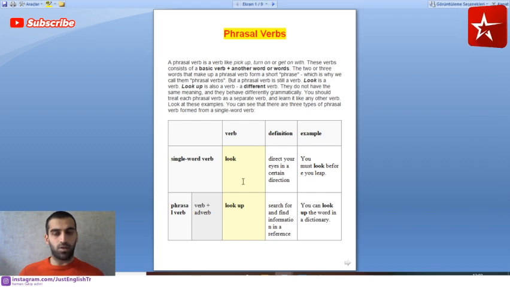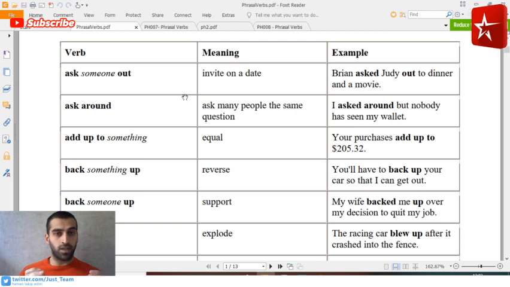Okay, guys? If you have any questions related to our phrasal verbs, you can ask me and I will let you know the meaning of phrasal verbs. So we will continue, we will start one by one, and I will give you the detailed information related to each one, the meaning and one example related to each phrasal verb.